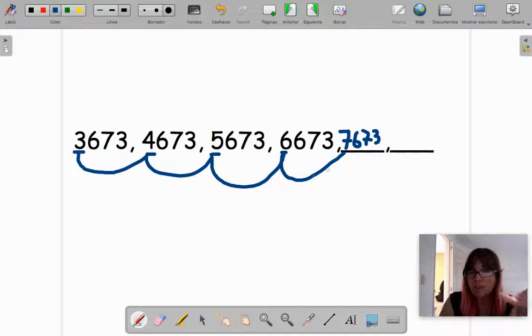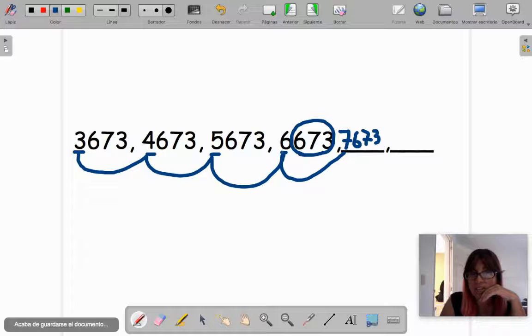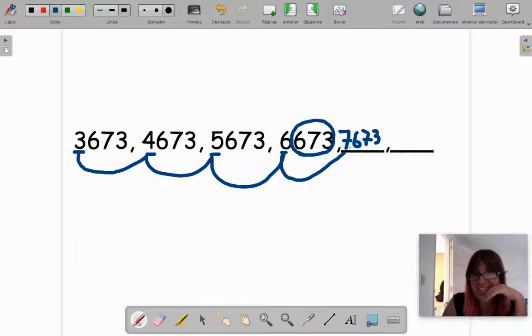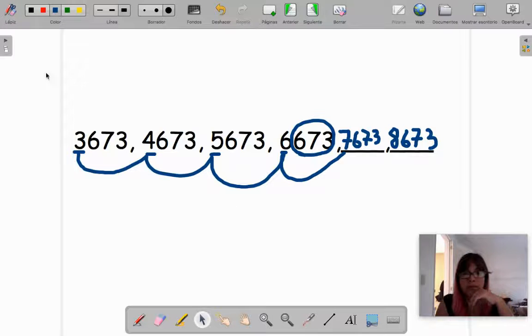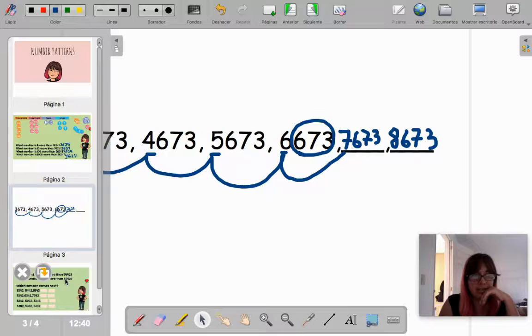You don't have to do all the process I did again. I just did it to explain it to you. So we know that all this is not changing, okay? Just the thousands. So if here it was 7,000, 1,000 more is 8,000, and all the other numbers stay the same. Okay? Yes, boys? So that's what we are doing today. Let's go to the next page.